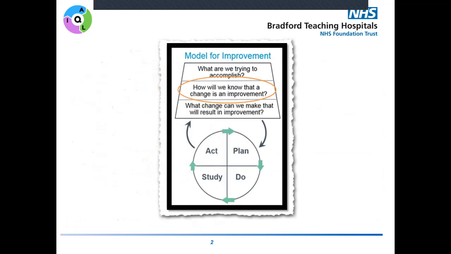At the end of this Quality Bite, you should understand why we measure continuously and how this differs from measurement used in clinical audit and research. Be able to describe the different measures used in quality improvement projects and understand how to display data for improvement. So, how do we know that a change is an improvement? The simple answer to this is we measure.